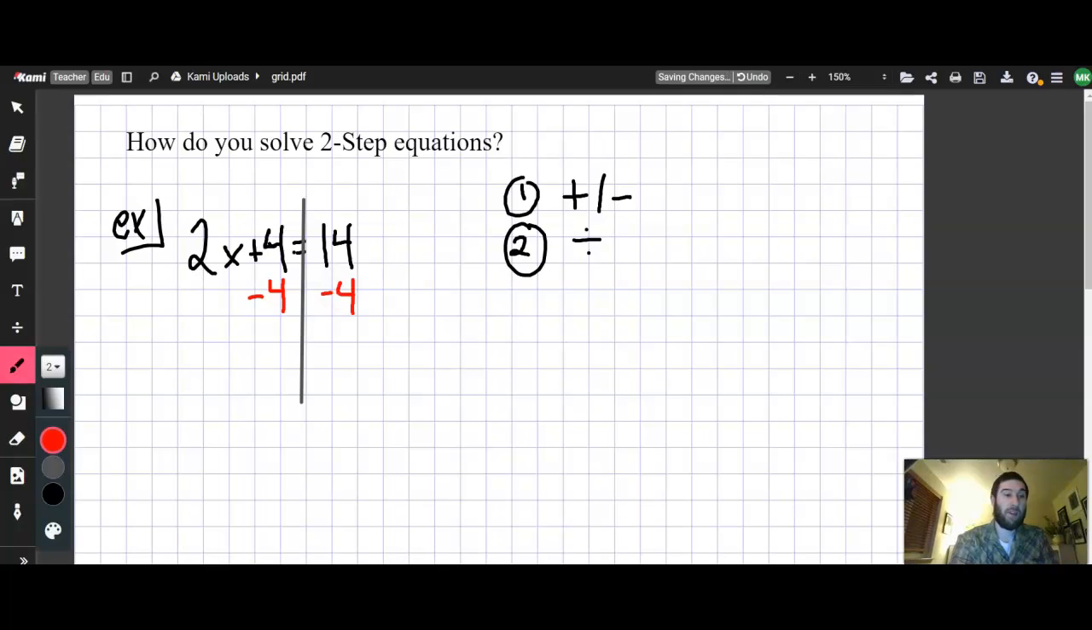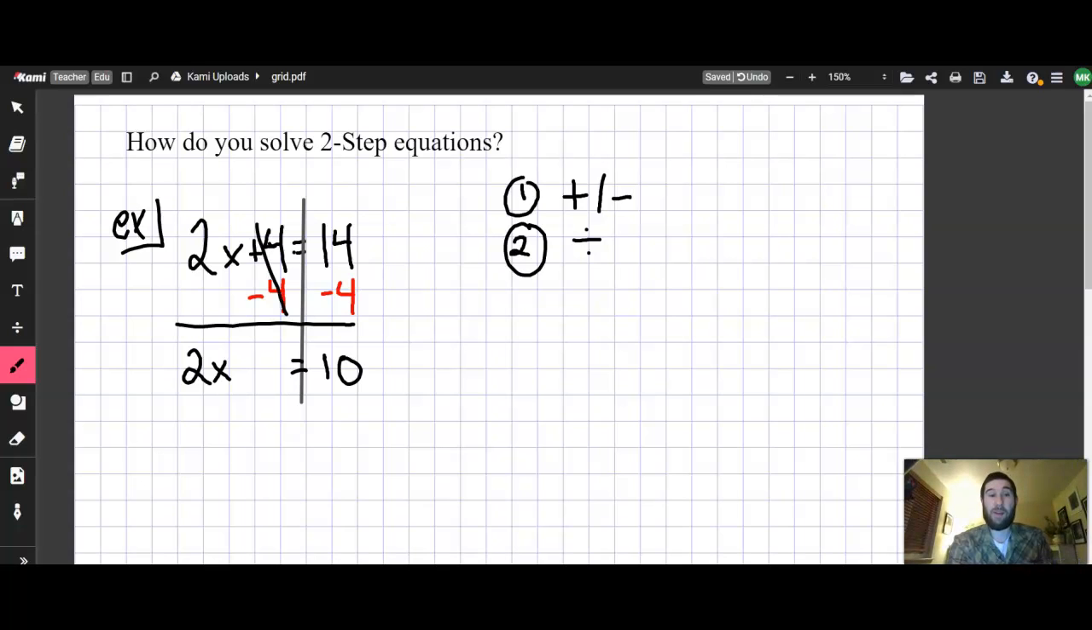And so let's go ahead and rewrite that. We have our 2x untouched equal to 14 minus 4, which is 10. The plus 4 minus 4 is 0, so we say that cancels out. That eliminates. Now we just have 2x is equal to 10. We've taken care of our addition and subtraction. Now we want to take care of our division.